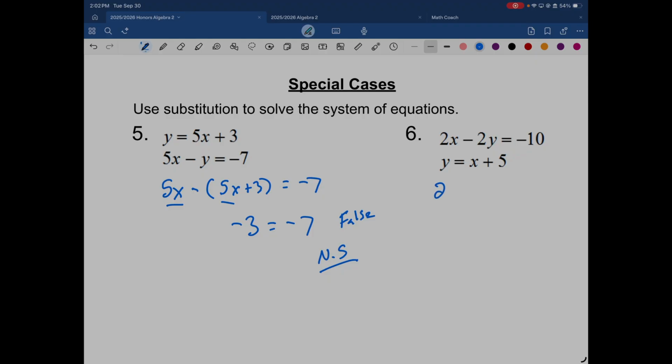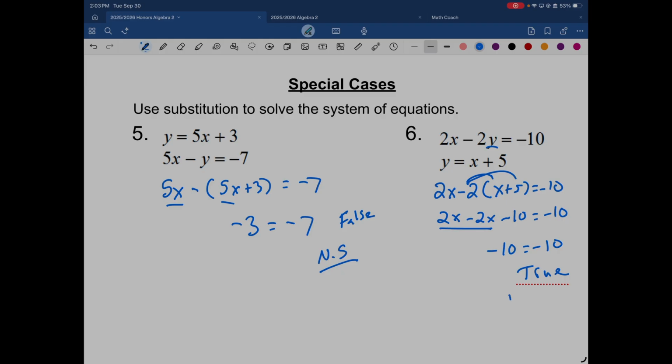With the other one, I would have 2x minus 2, substituting the y, x plus 5 equals -10. So 2x, distribute, minus 2x minus 10 equals -10. 2x minus 2x is 0. You get -10 equals -10. Obviously, that's true. If you get a true statement, it's infinitely many solutions. So false means no solutions. True means infinitely many solutions. They're the same line. If you were to graph them, they'd lie right over the top of each other.